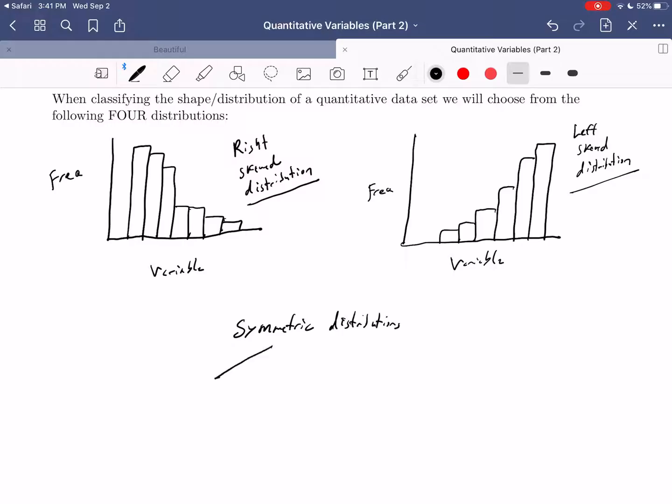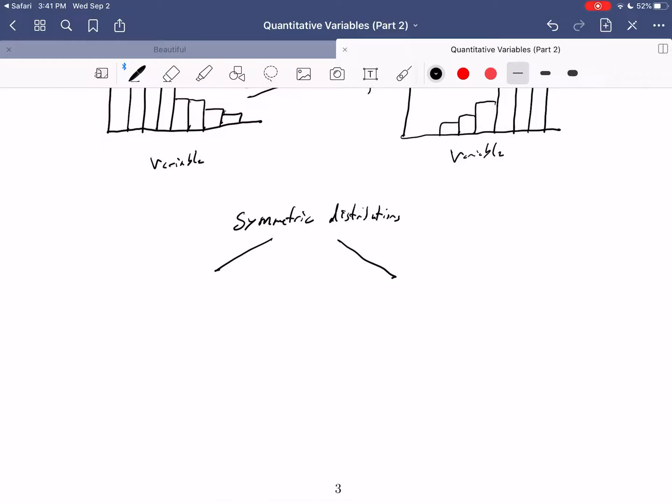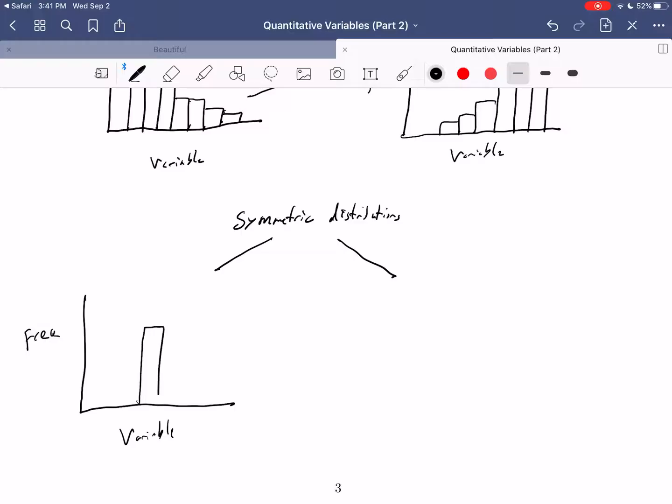Okay. There's two types of symmetric distributions that we run into. The first, which is perhaps the most famous, if this is frequency and this is variable, are distributions where you have very tall bars in the middle, and then they get shorter in both directions. So something that looks like that. This is referenced as what's called a bell or normal distribution.